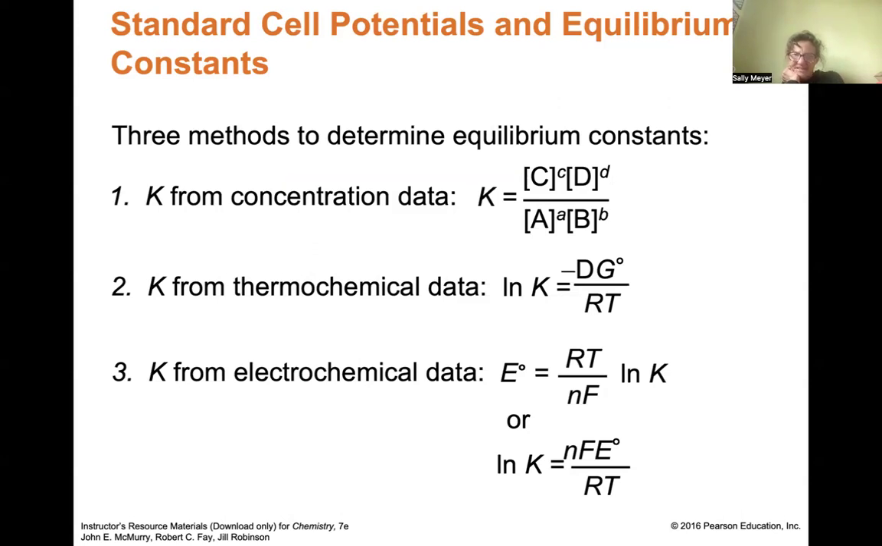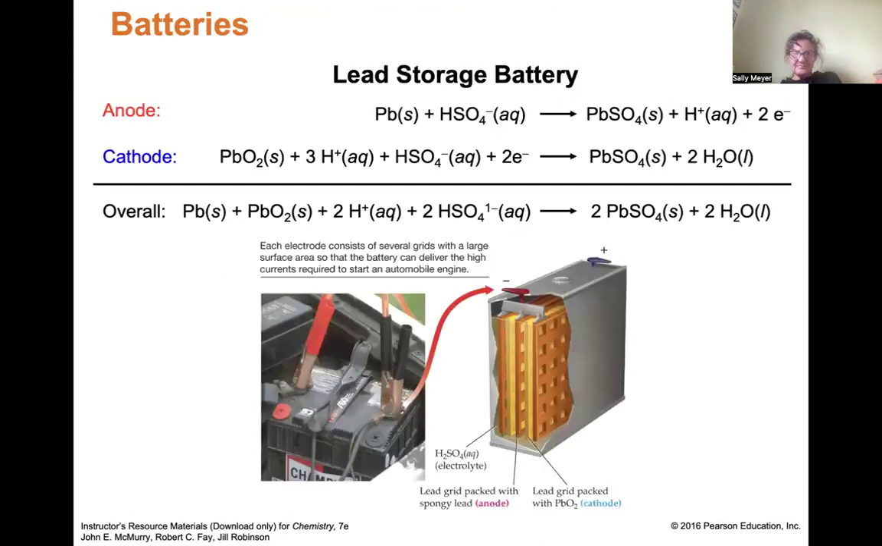So that D in equation 2 here should be a delta. We know if we can get delta G standard state, we can get a K. That's much more accurate. And now we have a third way, which is from electrochemical data. So if we can get the cell potential under standard conditions, we can get a K. So 2 and 3 are pretty accurate ways to measure an equilibrium constant.